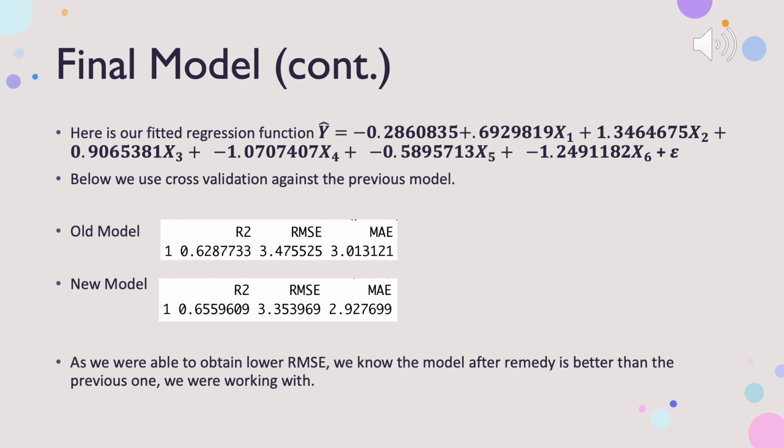After obtaining it, we used a cross-validation method against the previous model. We can see our old model had a higher RMSE value than our new model. As we were able to obtain a lower one after remedy, we know the model is better than the previous one we were working with.